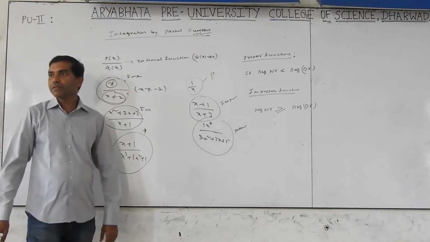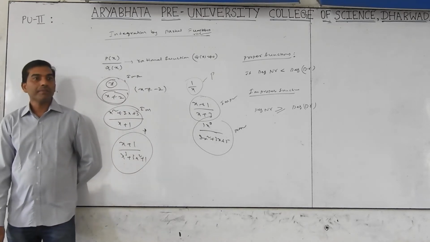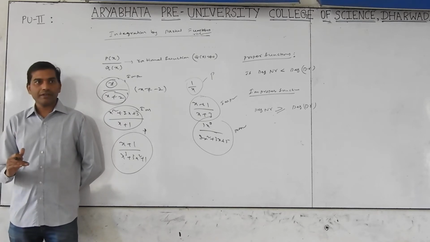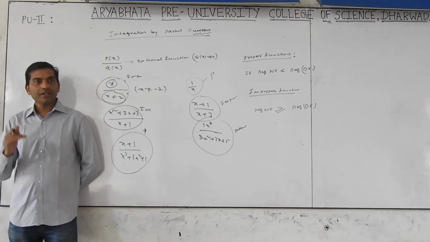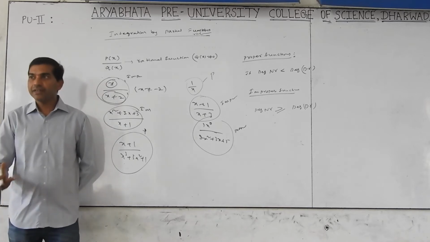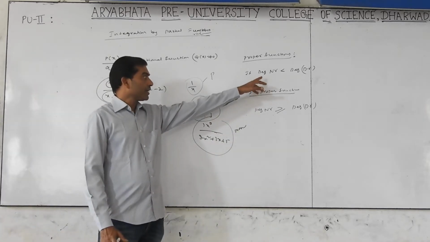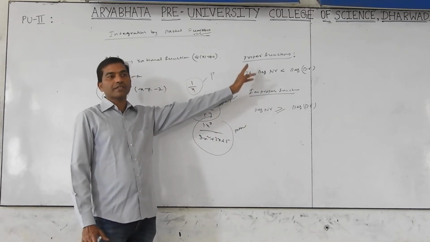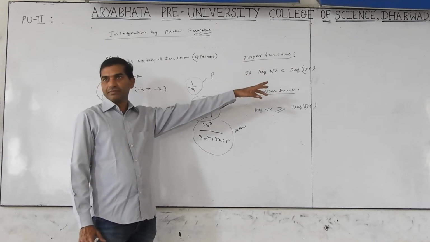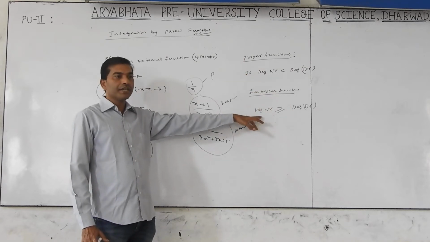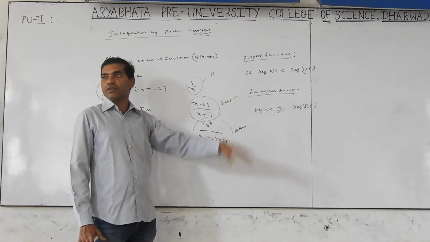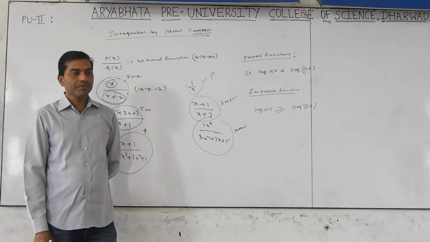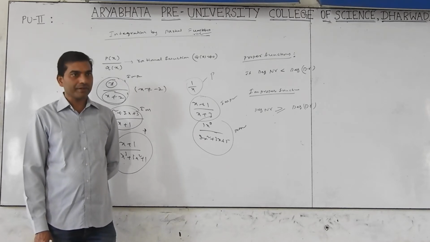There are two types of fractions, proper and improper. If the degree of the numerator is less than the degree of the denominator, then the fraction is said to be a proper fraction. If the degree of the numerator is greater than or equal to the degree of the denominator, then the function is said to be improper. First, we'll discuss proper.